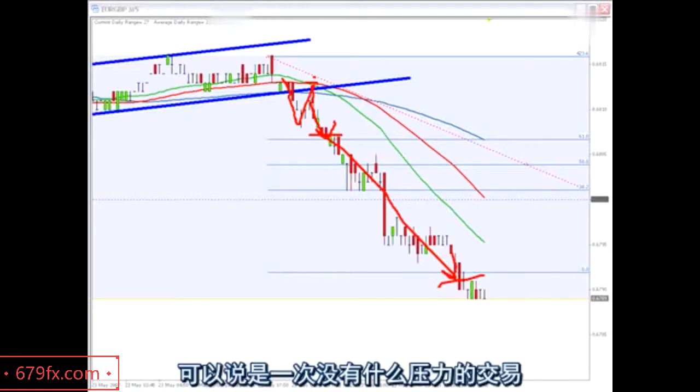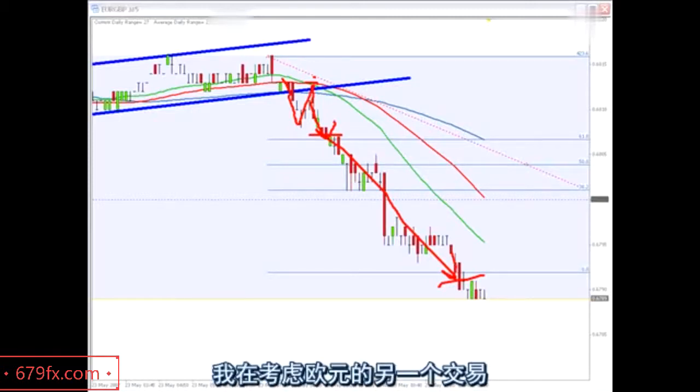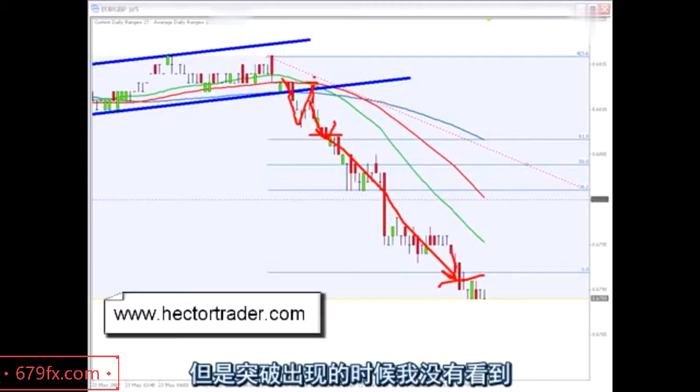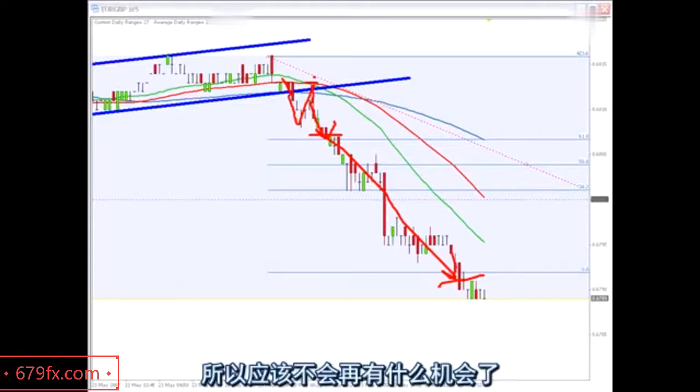Well, yeah, basically a stress-free trade. I think perhaps this is going to be my only trade today. I was looking for another setup in the euro, basically a triangle breakout, but it's basically taken off without me. So I very much doubt it's going to give me any.